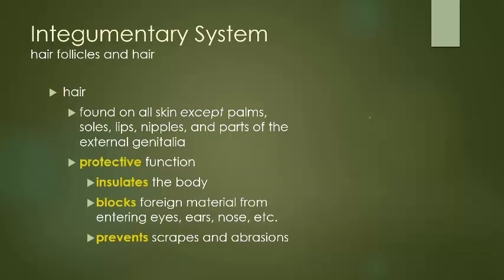Okay, so let's talk hair follicles and hair then. We find hair on all the skin except for the palms and the soles, so the thick skin. And we don't find any hair on the lips themselves, the nipples, and on some parts of the external genitalia. So what is hair for? Well, the first thing is that it insulates the body.